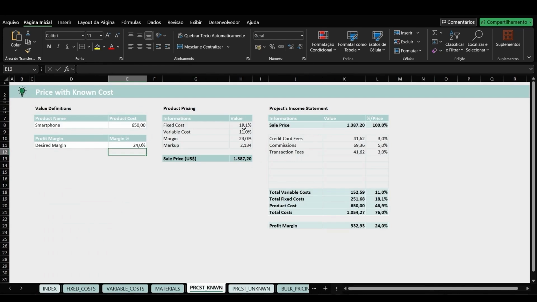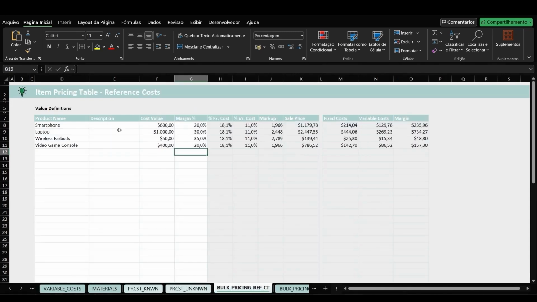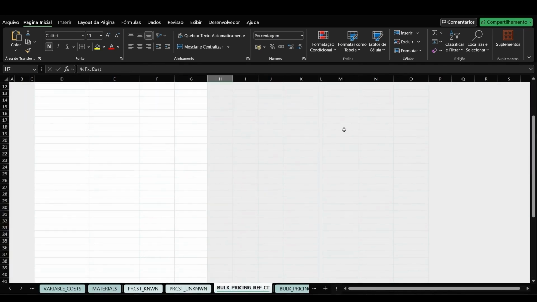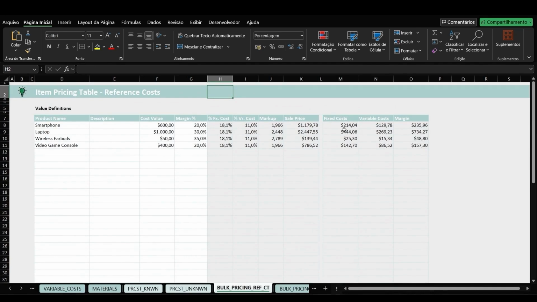What we've seen here is the pricing of just one item, but you can price multiple items at scale, all at once. For that, you need to go to this tab I'm showing you now, which allows you to calculate up to 50 products in one place without having to keep changing the names like we saw earlier. So, for example, in this case, I added a smartphone, a laptop, wireless headphones, and a gaming console.